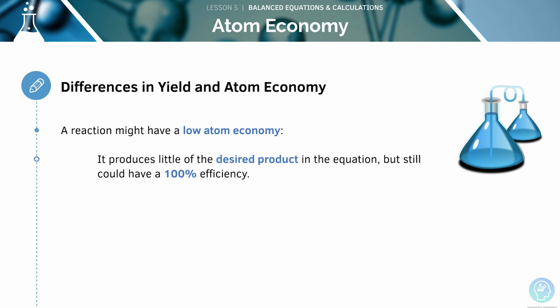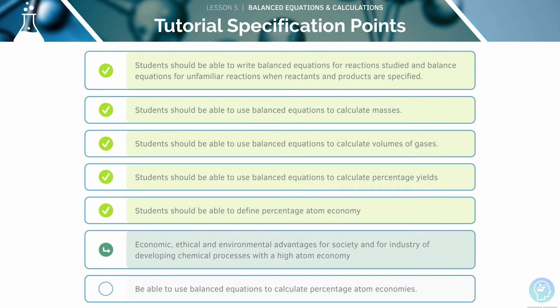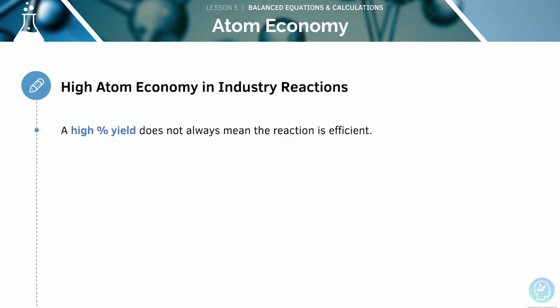If a reaction has a low atom economy, this may be because it only makes a small amount of the desired product, but it could still have 100% efficiency. We'll now look at some advantages of having a high atom economy.